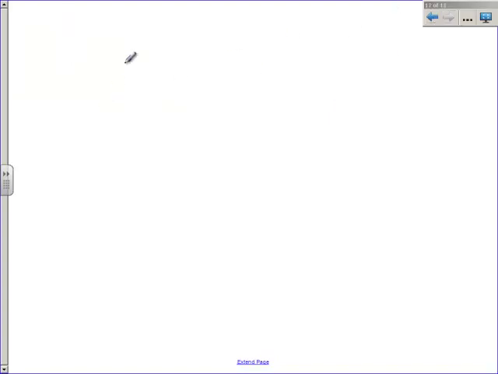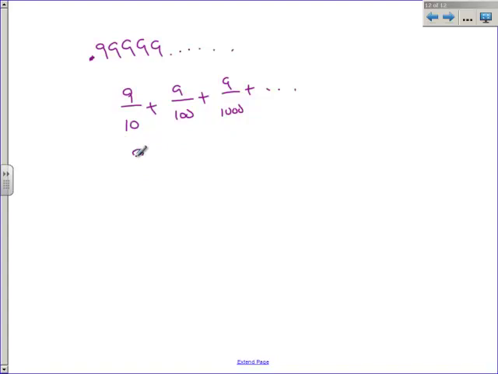I want to do one more interesting example, and that is like the number 0.99999 repeating. This is an infinite geometric series. This is 9/10 plus 9/100 plus 9/1000 plus... This can be rewritten as 9 over 10 plus 9 over 10 squared plus 9 over 10 cubed plus 9 over 10 to the 4th, blah, blah, blah.